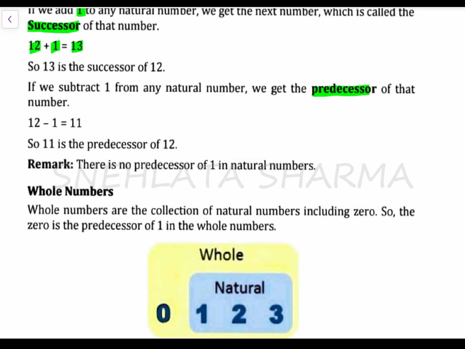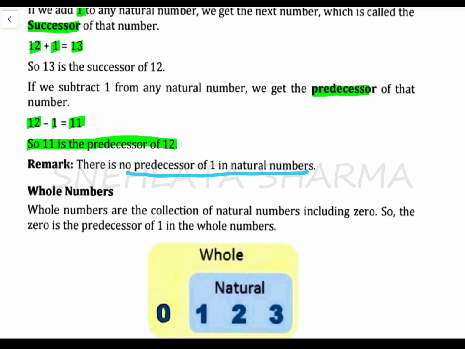For example, the number 12. If we subtract 1 from 12, we get the predecessor of 12. So, 11 is the predecessor of 12. Also note that there is no predecessor of 1 in natural numbers.